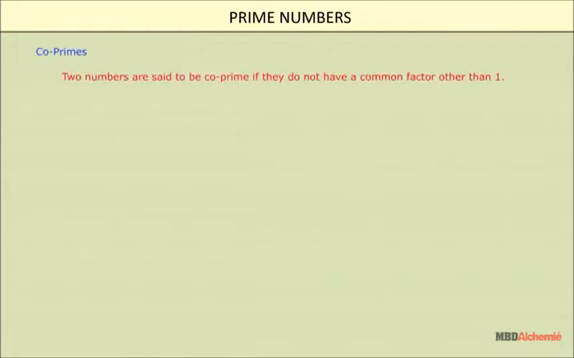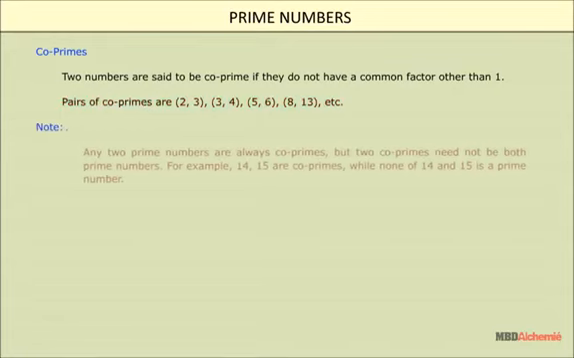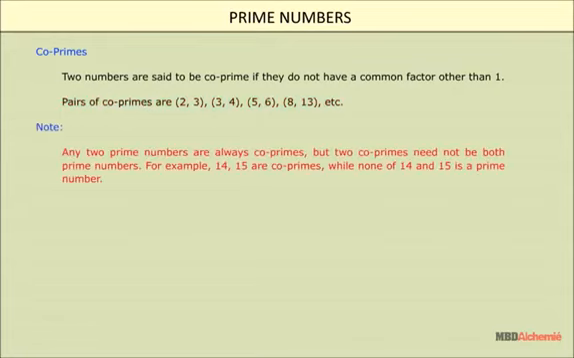Co-primes. Two numbers are said to be co-prime if they do not have a common factor other than 1. Pairs of co-primes are 2 and 3, 3 and 4, 5 and 6, 8 and 13, etc. Note: any two prime numbers are always co-primes, but two co-primes need not be both prime numbers. For example, 14 and 15 are co-primes, while none of 14 and 15 is a prime number.